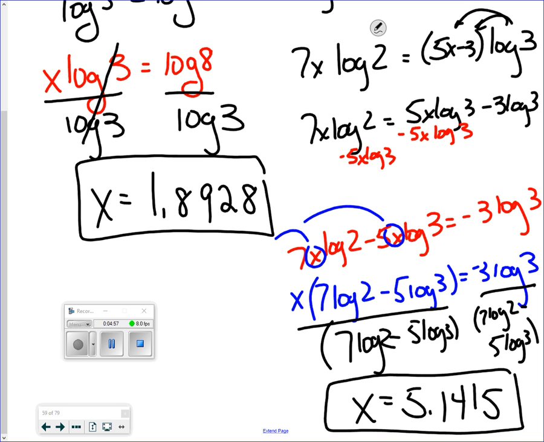So if the exponent is a binomial, it requires a lot more work. So if I have more than one x in the problem, I'm going to have to get the x's on the same side and then take the x out.